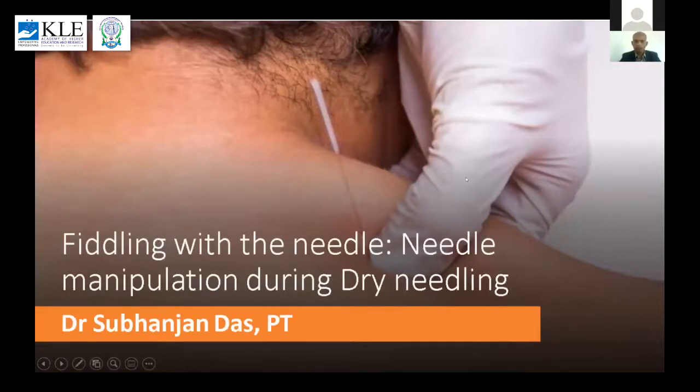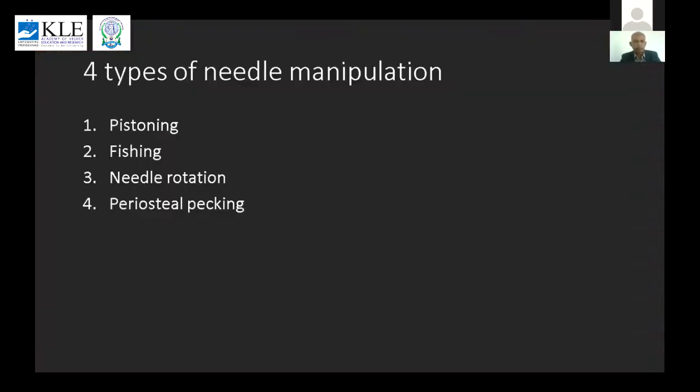Right. Just a wordplay: fiddling with the needle, needle manipulation during dry needling. Now, I specify dry needling because the other use of the filiform needle, the solid needle, in traditional Chinese medicine has different kinds of needle manipulation according to Chinese aesthetics. Sometimes they say the wagging of the tail of the dragon or moving of the head of the white tiger, something like that. But let us keep it simple and think of it from a physiotherapist's perspective, not from acupuncture, from dry needling. We are going to discuss pistoning, fishing, needle rotation, and periosteal pecking.